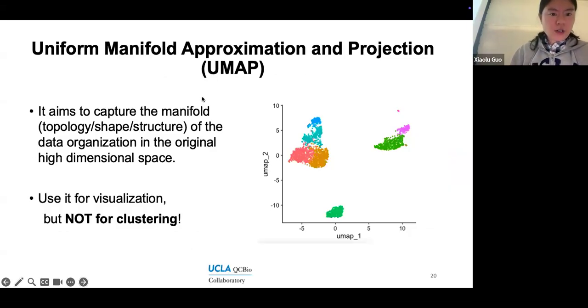Just two points to highlight. First, UMAP and t-SNE are very successful at visualizing the data. However, we only use them for visualization and never use them for clustering. We only use PCA for clustering because that best preserves the original distance between cells.